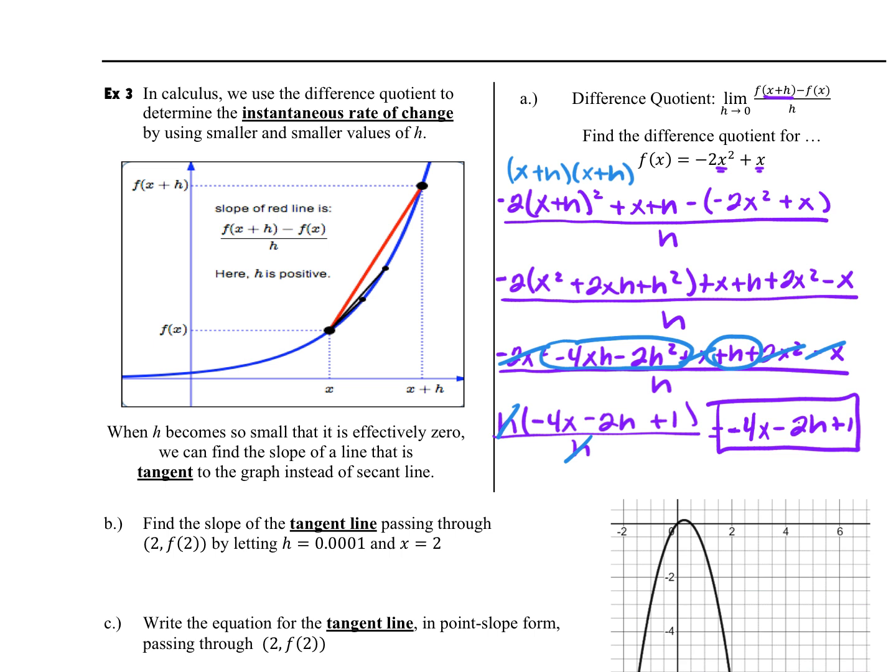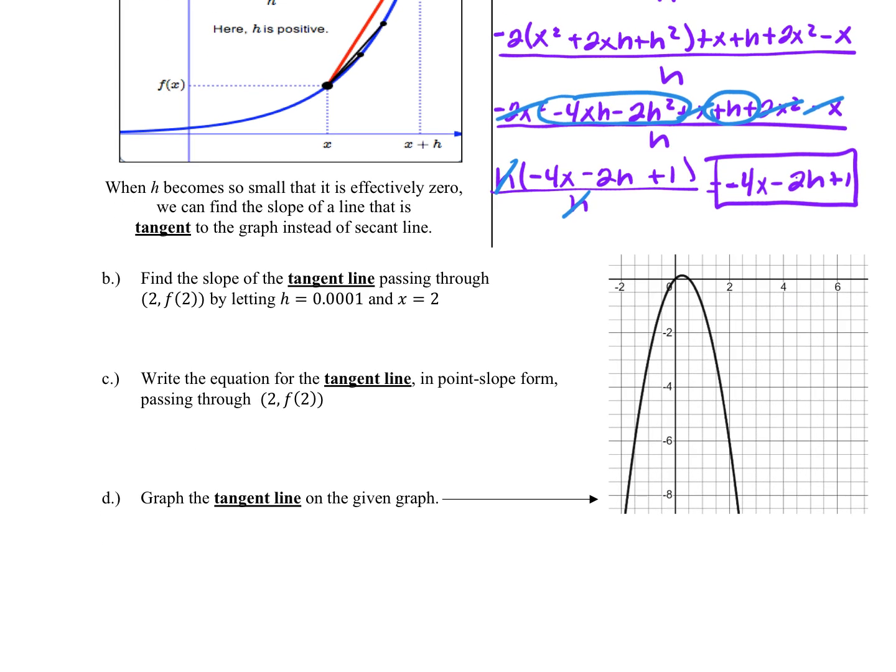If you're asked to find the difference quotient, this is your answer. Now we're going to move into that idea where I said we're going to move these so close together, it's going to create a tangent line. That's what we're going to do down here. In step B, it says find the slope of the tangent line that's going to pass through the point 2, f of 2, by letting our h equal this really, really tiny decimal at x equals 2. Now, this 2 is this 2, okay? It's supposed to be the same 2. When we look at this point 0001, we're going to just think to ourselves that this is effectively 0.